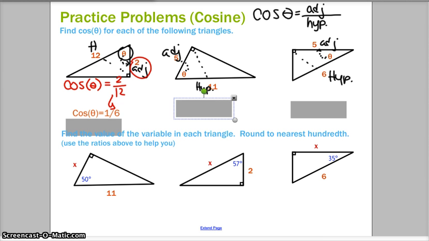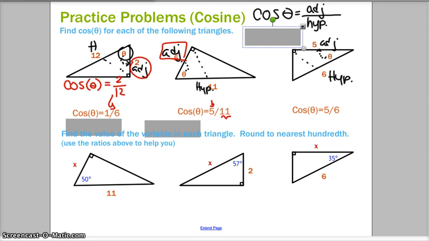Not a big deal. Here I had the cosine of 5 over 11, because the value of the adjacent went on top, and the value of the hypotenuse went on the bottom. And for the third, I have the cosine of 5 over 6. The adjacent value always goes on the top of the fraction, and the value of the hypotenuse always goes on the bottom.